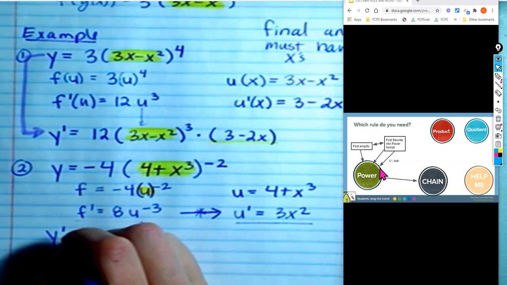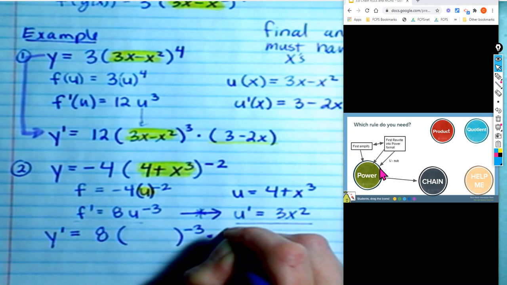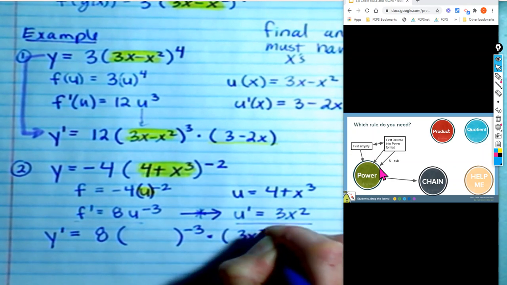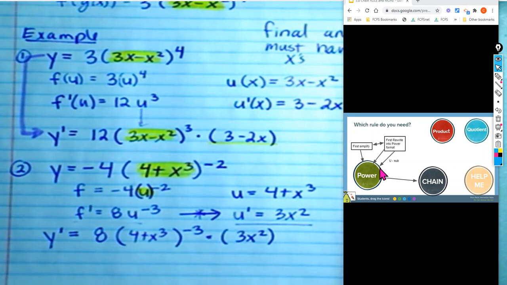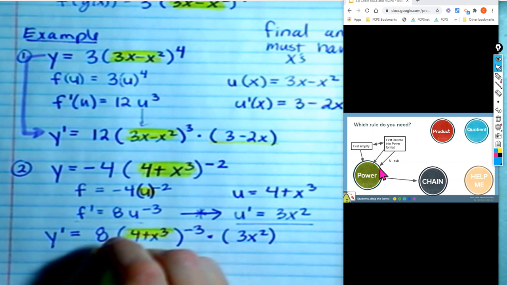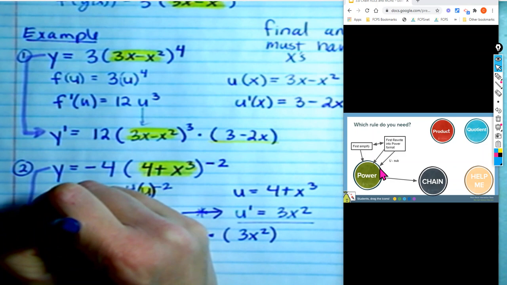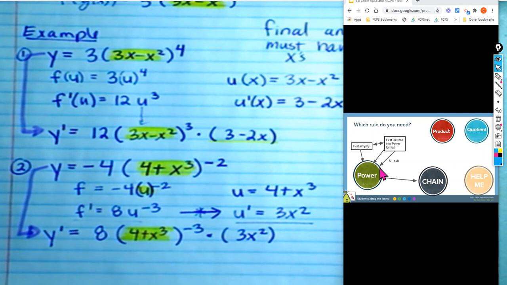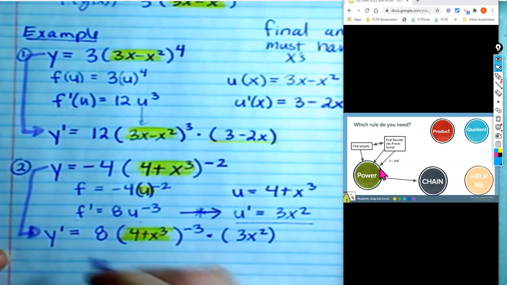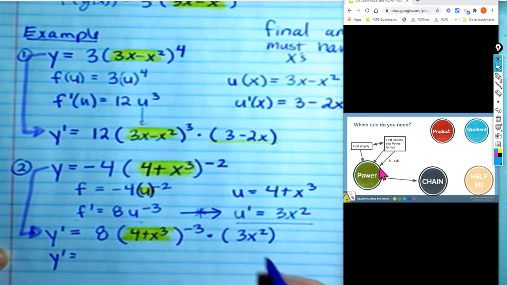Y prime equals 8 times... All right, so I've got to do the copy part. I'm going to highlight it, and as I'm looking at it, my hope is that you will eventually be able to go from that first line to the answer without actually writing that u substitution out. Okay, but this is a negative exponent, and we're not going to leave our answer with a negative exponent.